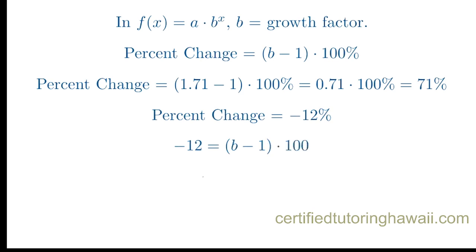Dividing by 100 gives us negative 0.12 equals B minus 1. Adding 1 to both sides, we find B is 0.88. A growth factor between 0 and 1 indicates decay or depreciation, which makes perfect sense for the car. So, to apply exponential models correctly, you must be able to calculate and interpret the percent change from the growth factor.